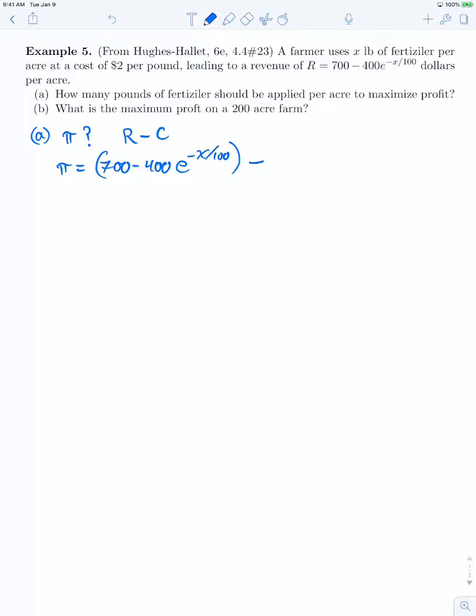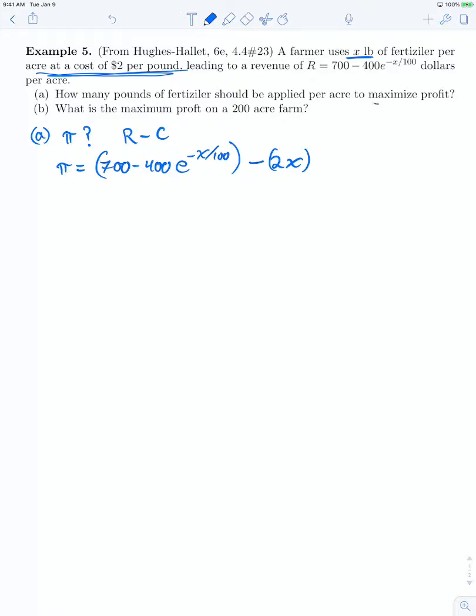cost. And they told us, not the cost function itself, but they kind of implicitly told us it's x pounds of fertilizer at a cost of $2 per pound. So x is in pounds, the cost is $2 per pound. This would be 2x for the cost function. And that's really the hard work, or at least the part that's a little different in this problem. The rest is the same way we always find a maximum, right?